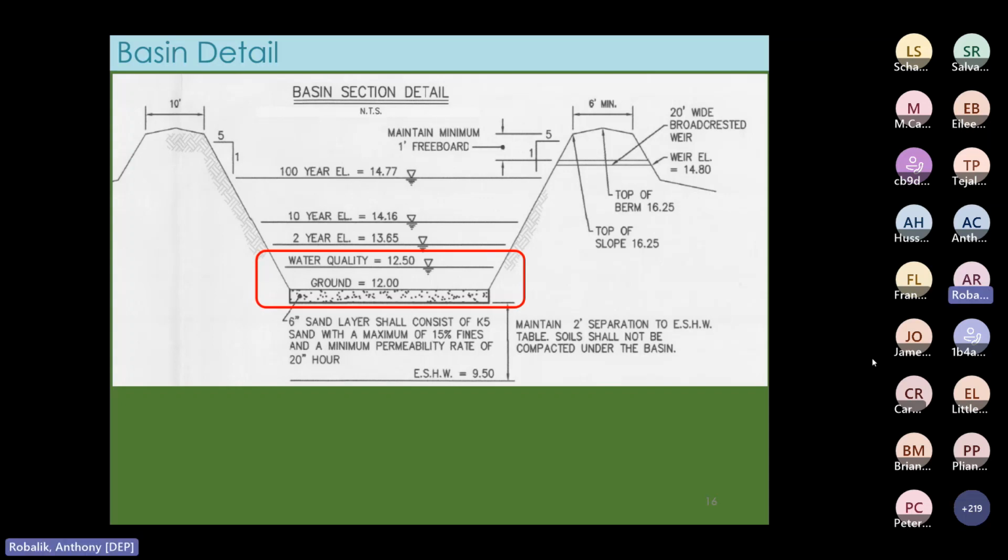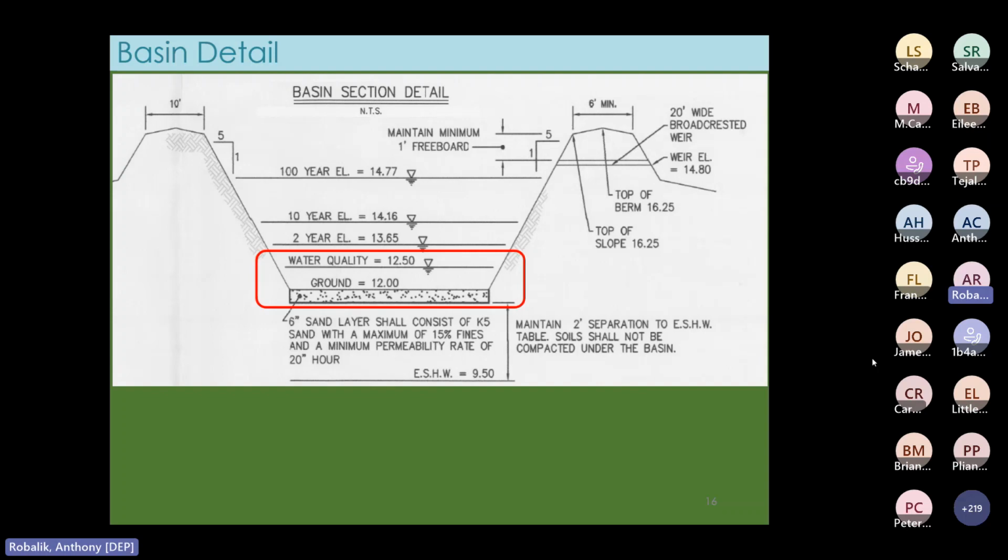So keeping in mind, an infiltration basin needs to have 2 feet of separation from the seasonal high water table. But that 2 feet of separation needs to be measured from the bottom of the sand layer that's required. So the sand layer has to be 6 inches thick. So really, from the ground elevation that you would be walking on if you were in the basin, it's really 2.5 feet of separation from the seasonal high. And that's exactly what they're showing on this detail.